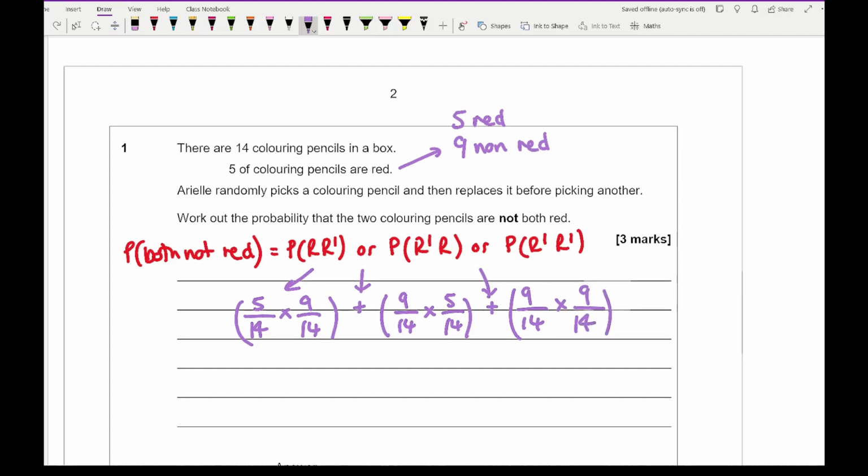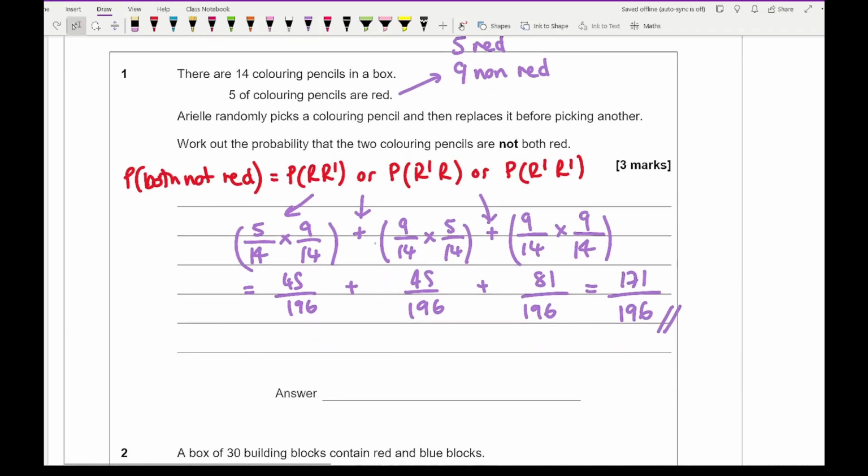Now if I then work out each of these probabilities, for this one I'm going to get 45 over 196, this one's going to be exactly the same, and this one's going to be 81 over 196, and that gives me an answer of 171 over 196.